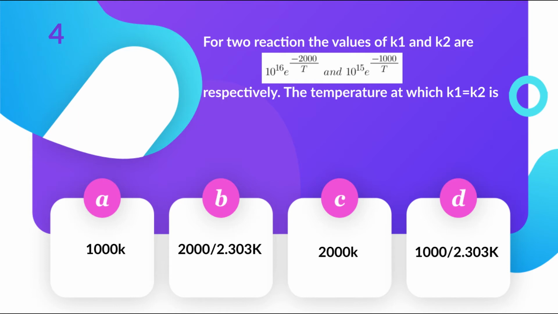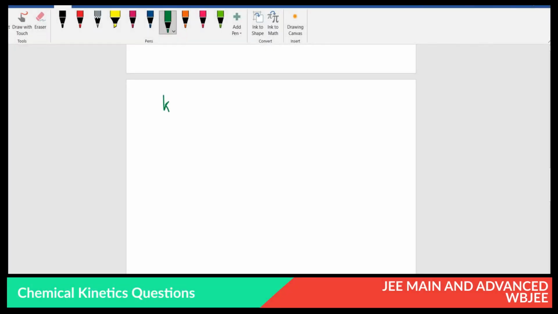First things first, students, whenever you're seeing this question, you should be able to identify the form of the question. That is very important, because if you do not identify the form of the question, then it doesn't make sense and you will not be able to attempt it at all. So, what is the form of the question? See very carefully. K1 is equal to 10 to the power 16 e to the power of minus 2000 by T. If you carefully observe, this resembles the Arrhenius equation format. How? K is equal to A e to the power of minus EA by RT. So, identifying the format of the question is very, very important to proceed with the question. Otherwise, it's very difficult.